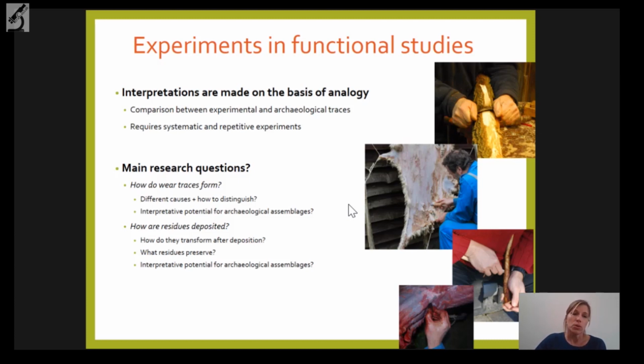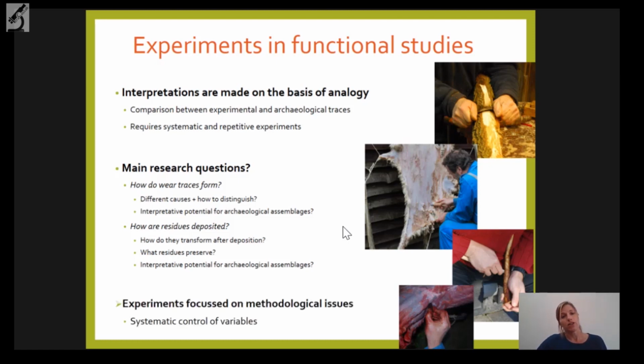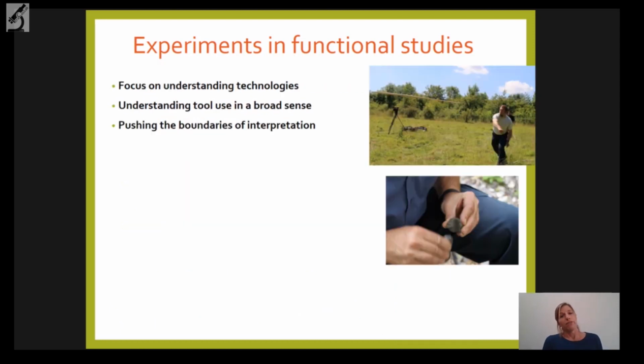In the same way, we also need to examine how residues are deposited and how they gradually transform, which ones are preserved, and how this may bias what we see archaeologically. These kinds of experiments are thus mainly focused on methodological issues and require systematic control of different variables. We also have another kind of experiments that focus more on understanding technologies, on understanding tool use in a broad sense, and that try to push the boundaries of interpretation for archaeological assemblages.